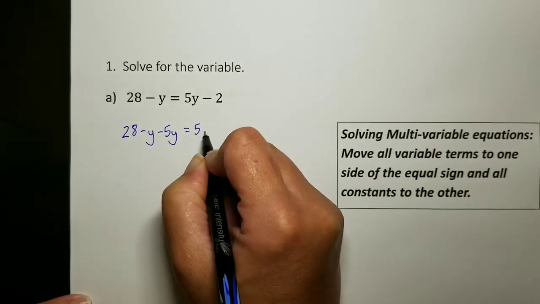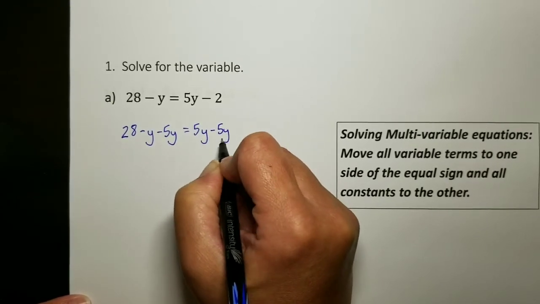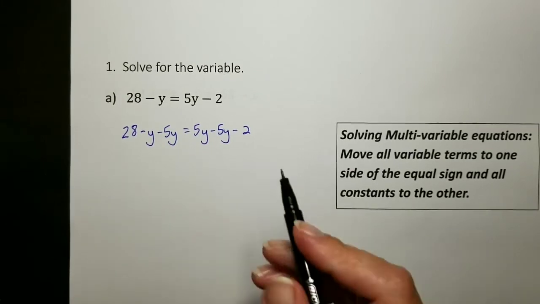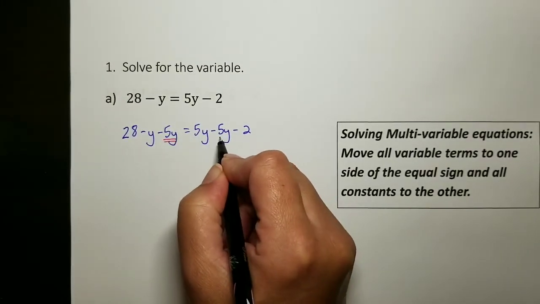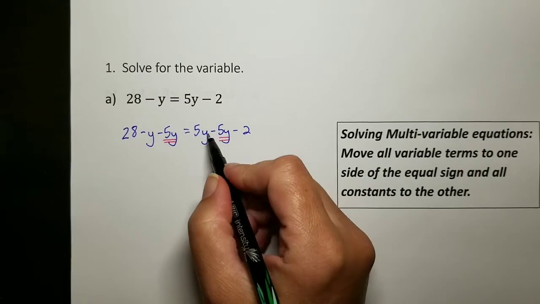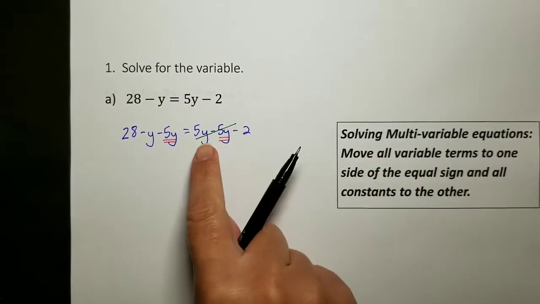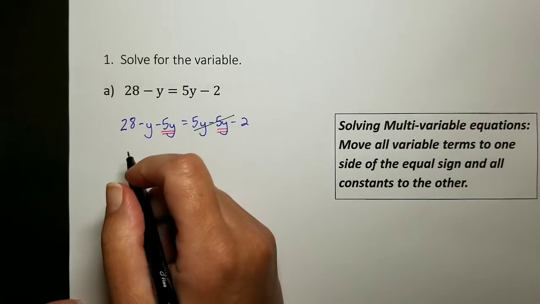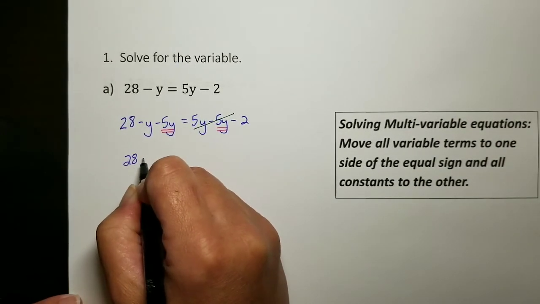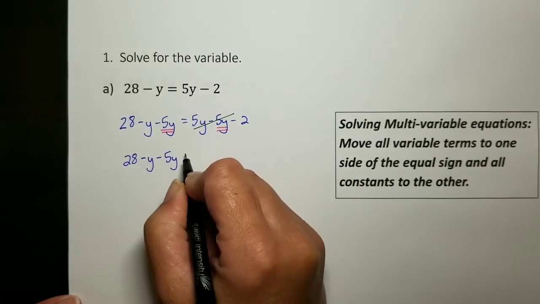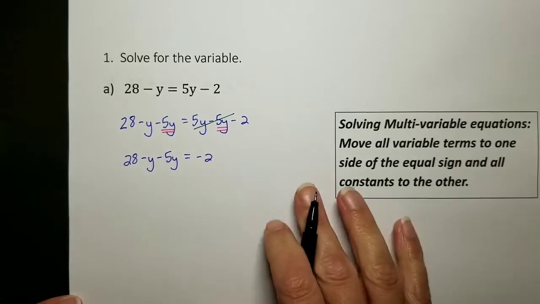And again, I'm going to write out more steps than what I normally would for the first example. So I've subtracted 5y from each side, and that keeps my equation balanced. I would get a 0 pair here. 5y take away 5y is just 0, so I don't have anything there. So here I get 28 minus y minus 5y, I'm not going to simplify anything yet, equals negative 2.